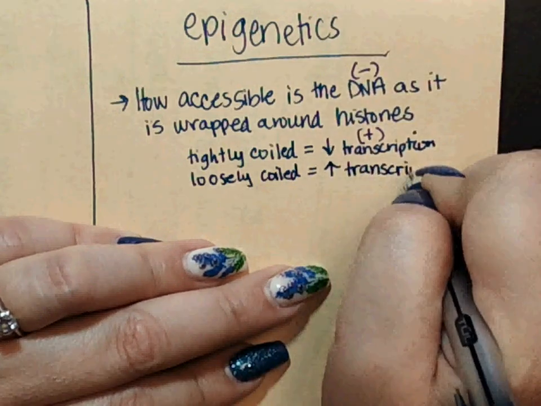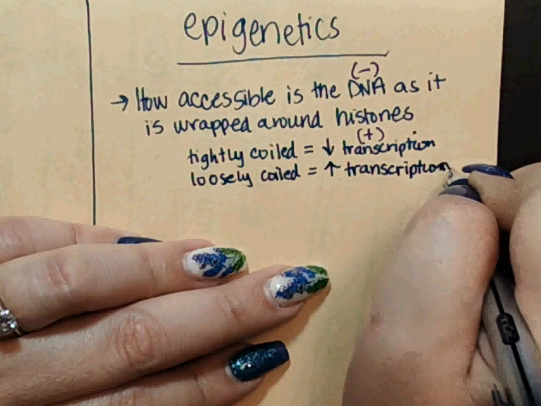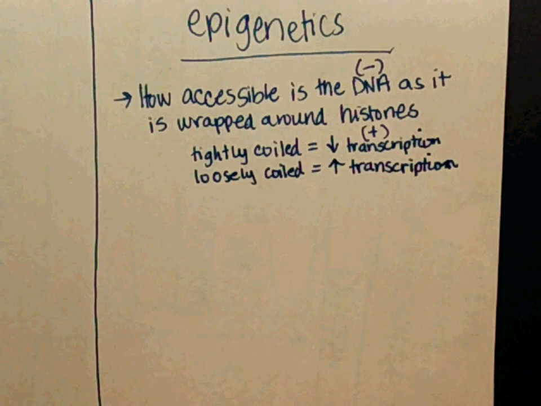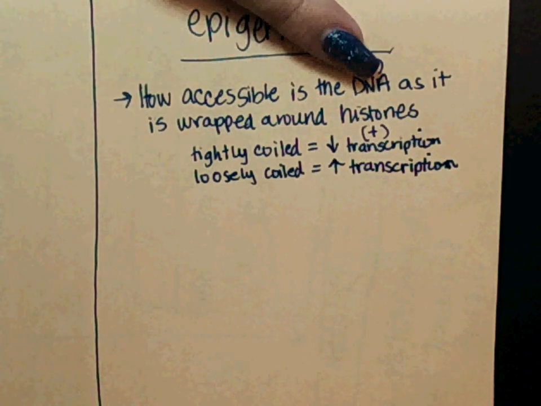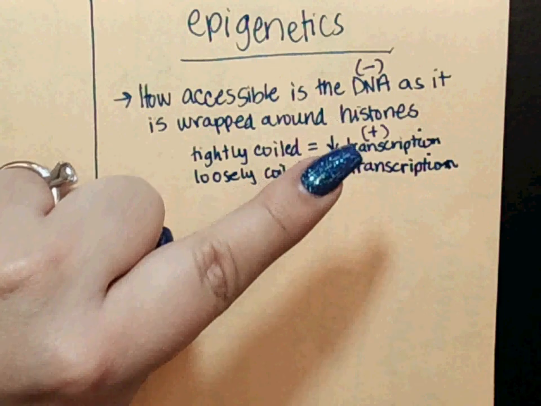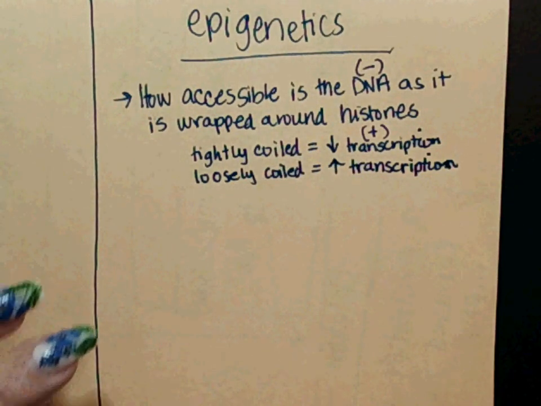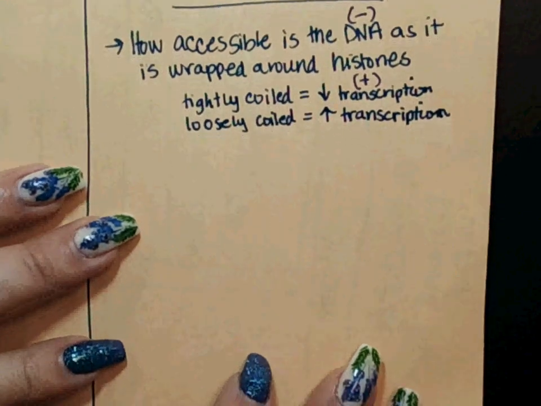And so we're going to talk about how you change how tight or how loose the DNA is around those histones. And you don't want to change the DNA itself. That would be a mutation. So what we're going to do is add side groups, or what we call functional groups, to either change the charge of the DNA or change the charge of the histone. And there's two main ways that this process can happen. The first process is called methylation.